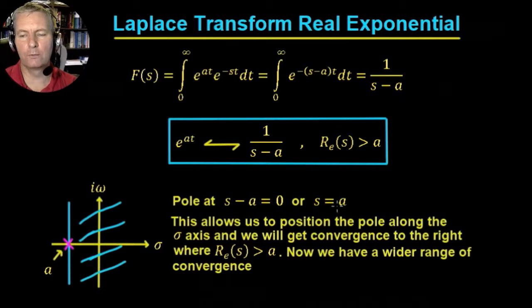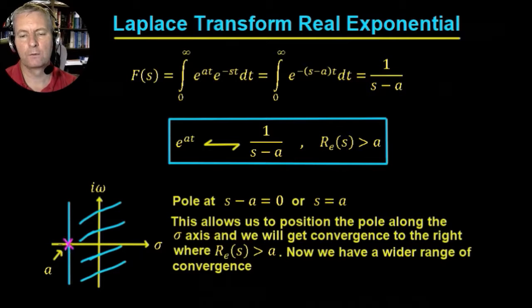So it means now that we've got a method of choosing whereabouts along this sigma axis the pole is going to exist. In this instance, the pole is going to exist whenever sigma equals a. So let's say, for example, we have a sigma and a j omega axis. Now we can position that pole anywhere along this axis. So for example, if a was a negative value, it would be along at this side of the axis.